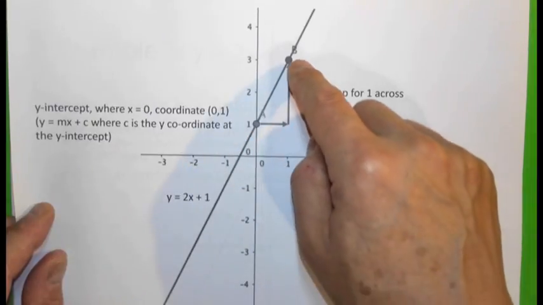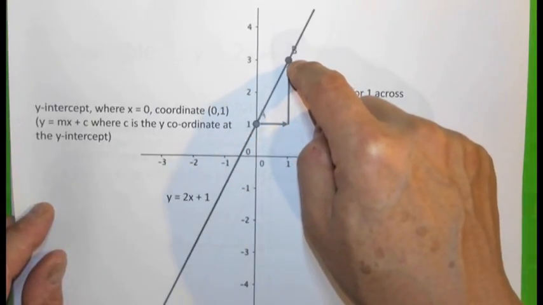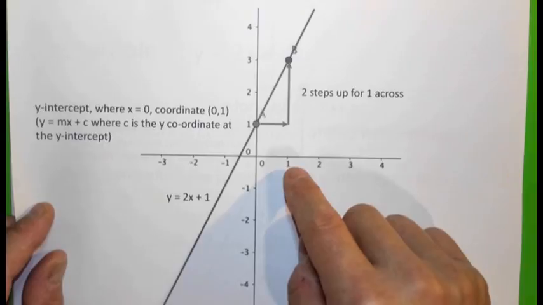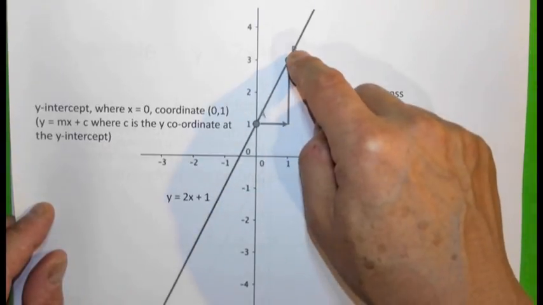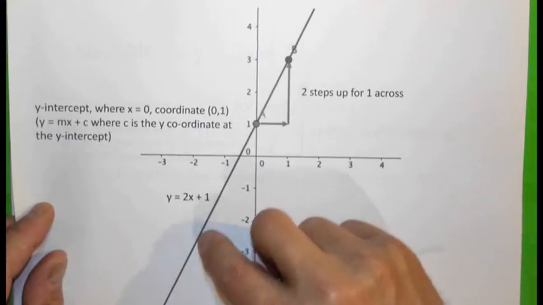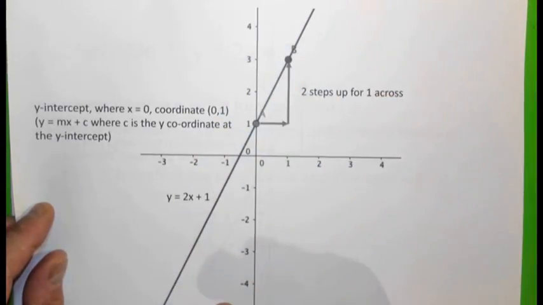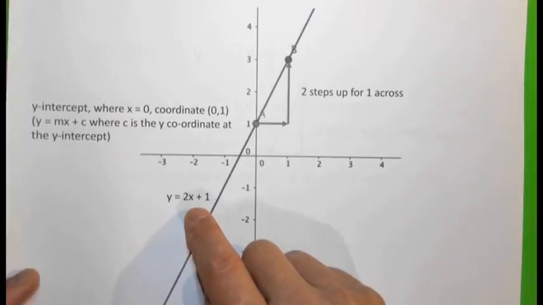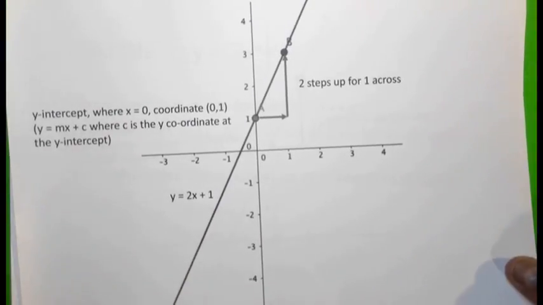We can then find the other point, which is B. The coordinate is (1, 3). Once we know these 2 points, we can just draw a straight line through those 2 points, and that will be y equals 2x plus 1.